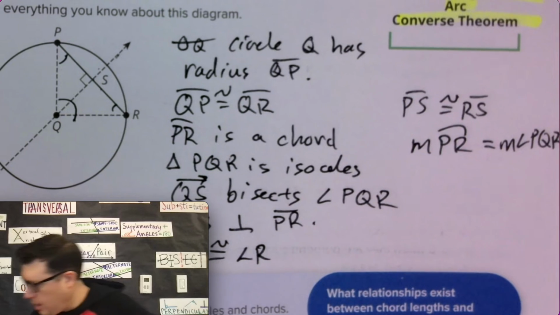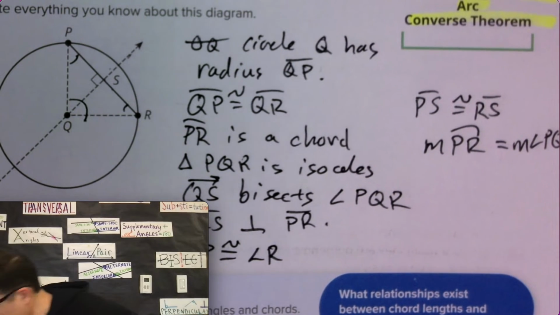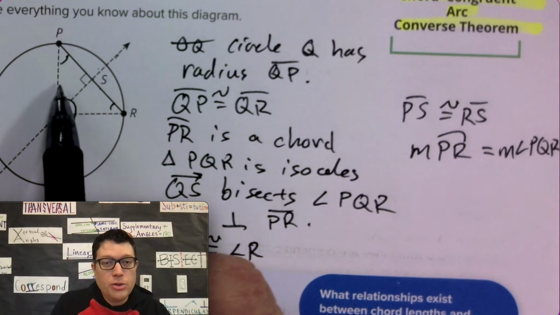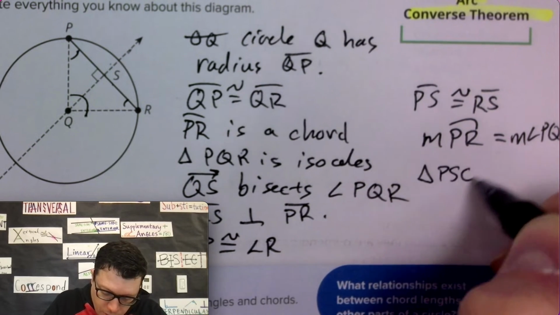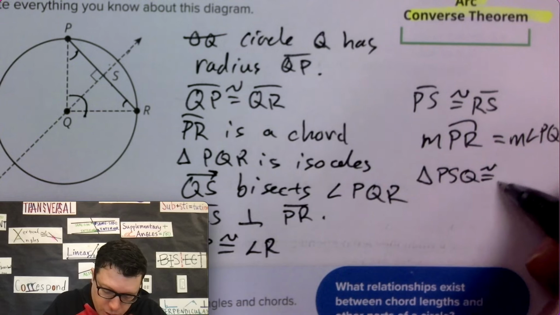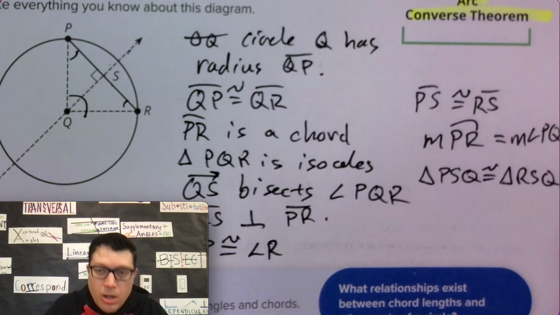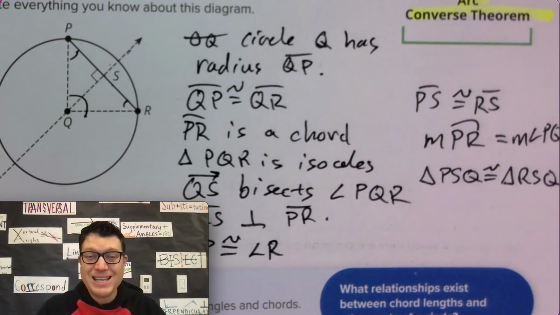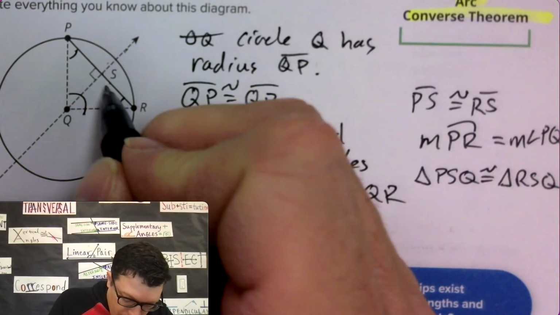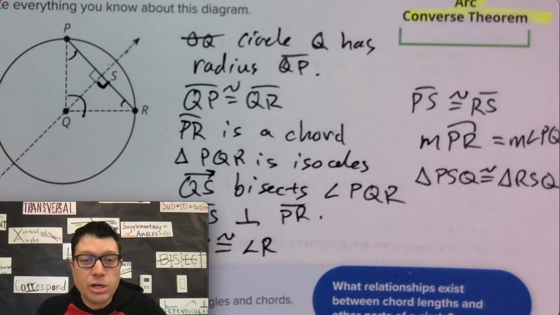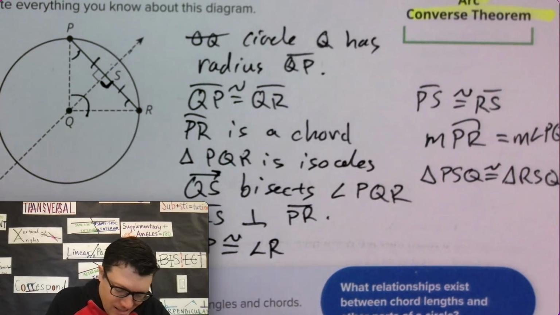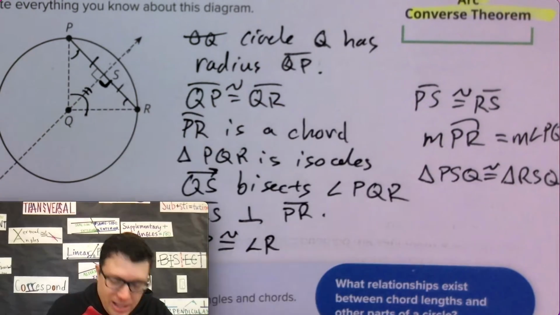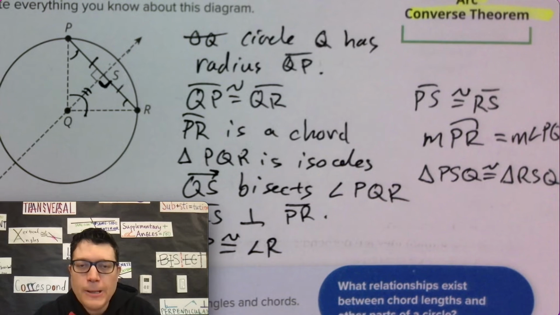What else do we have? Oh, there's two triangles. There's this triangle on this side and this triangle on this side. So triangle PSQ has to be congruent to triangle RSQ. That should be true because of SAS, side angle side. The angle that they have in common is the 90 degree. The sides they have in common are RS, PS, and the other side they have in common is QS. Both of them share QS.